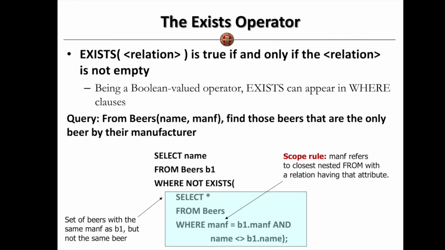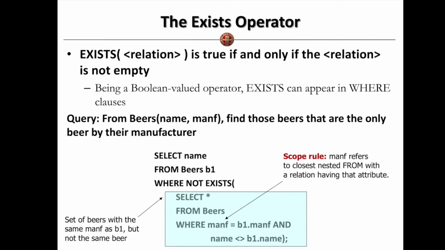On the other hand, if this subquery is empty, it means we can never find some other beers with the same manufacturer by different names. This should be the result we want to get, right? Therefore, outside this subquery, we have another name from beers B1, the renaming of the beers, where not exists. Then we have this subquery as shown here, and we have a semicolon denoting the end of the query.